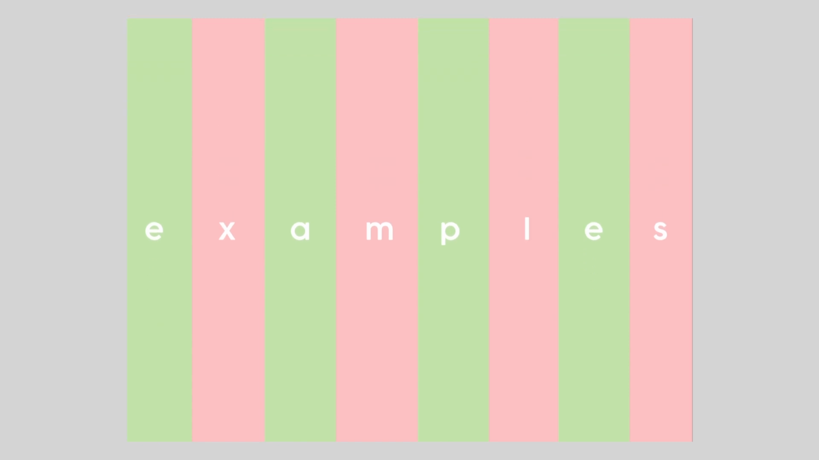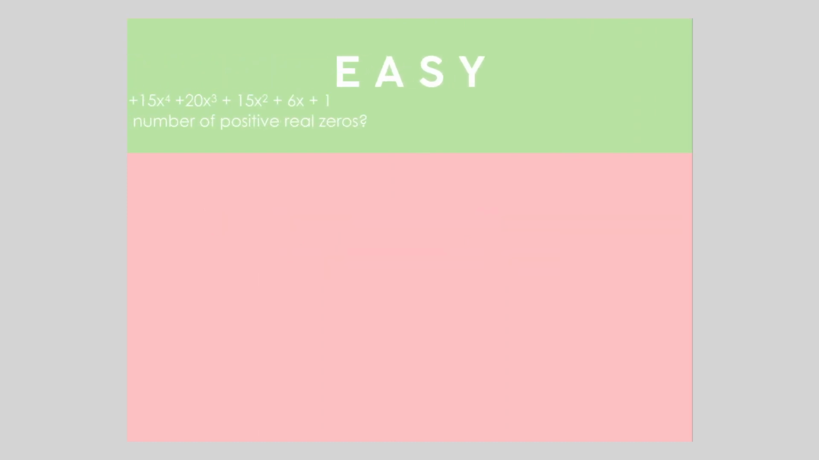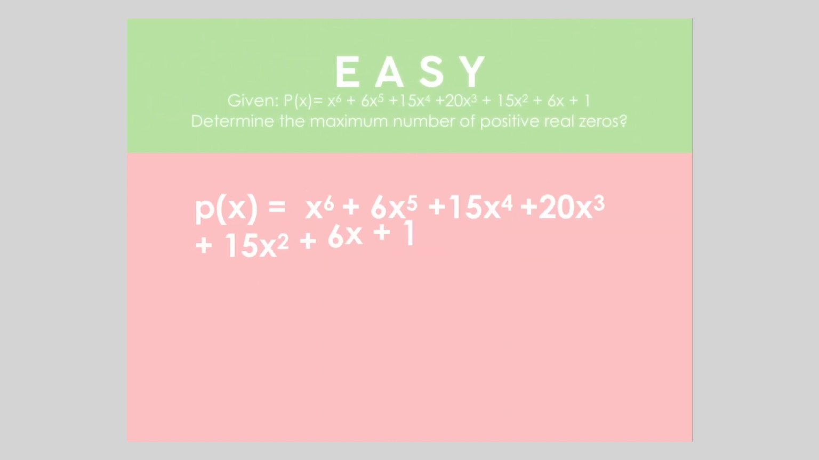For our easy question, we are given the function p of x equals x raised to 6 plus 6x raised to 5 plus 15x raised to 4 plus 20x cubed plus 15x squared plus 6x plus 1. We need to determine the maximum positive real roots. Since the signs did not change, we can conclude that the maximum number of positive real roots is 0.